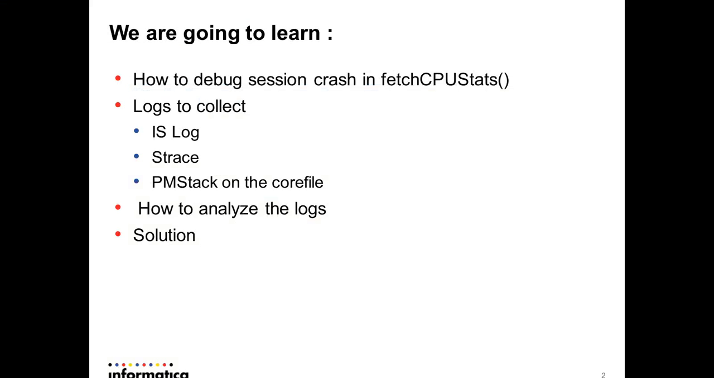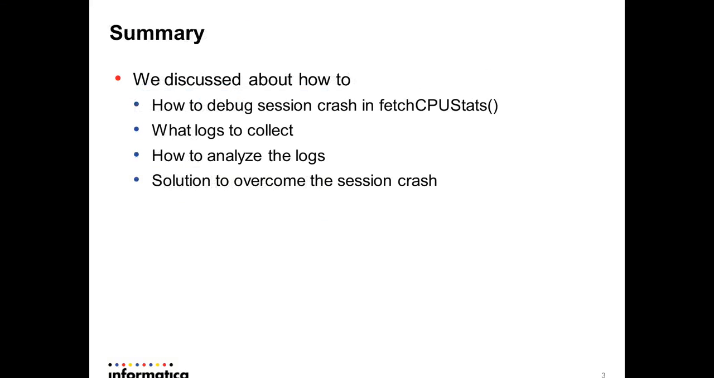Going back to the PowerPoint slide, in summary, we discussed how to debug a session crash if it is happening in FetchCPUStats, what logs we need to collect, how to look at those logs, and what the solution is to overcome it. If this is a production environment, as a quick relief, changing the dispatch mode will help. Moving to round robin will avoid taking the path where the CPU stats are collected, and the workflow can run once again without any session crashes.